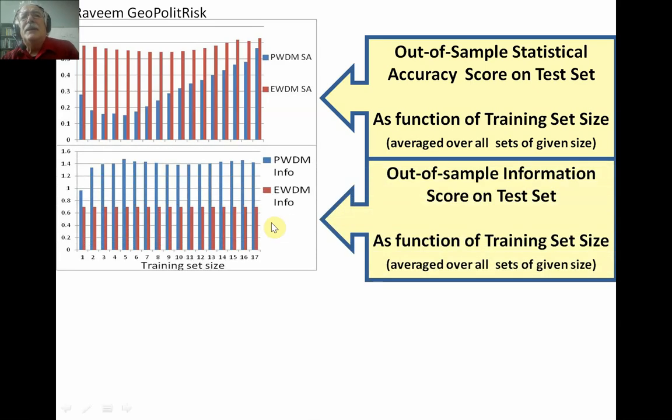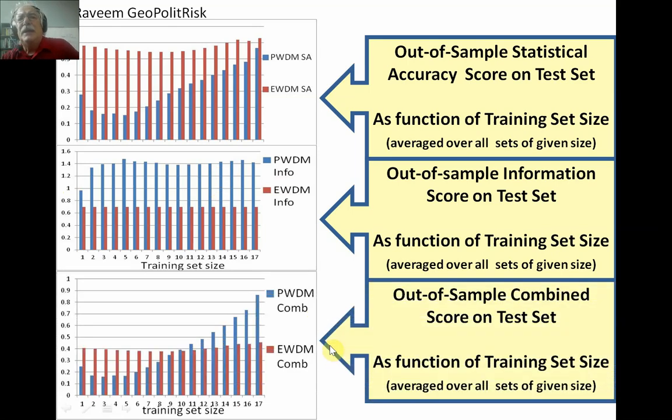If we look down here at the informativeness scores, here we see that the performance weighted decision maker is superior to the equal weighted decision maker in a manner which really doesn't much depend on the training set size. And the reason for this is that performance weight combinations concentrate the weight in a relatively small number of experts who have scored well on informativeness. And so that really isn't affected so much by the training set size.